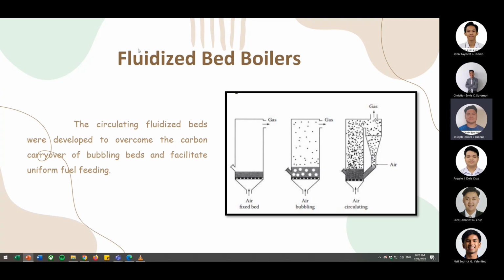So this is the fluidized bed boilers. The other types of fluidized bed are the fixed bed, bubbling, and circulating.